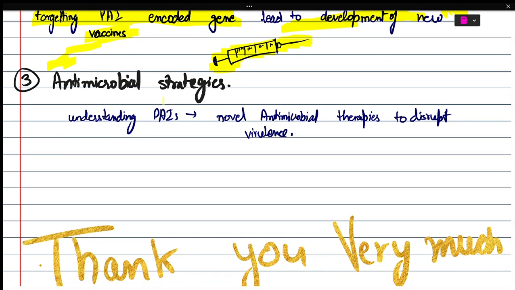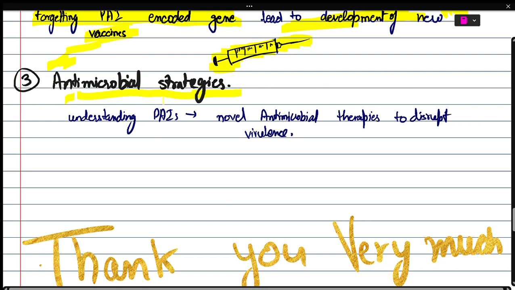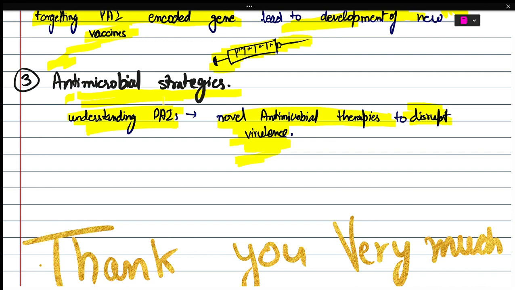Our third point is antimicrobial strategies. Understanding of PAIs, pathogenicity islands, can lead to novel antimicrobial therapies which can disrupt the virulence of the microorganism. This is also a very important point when you consider the clinical and epidemiological significance of PAIs.